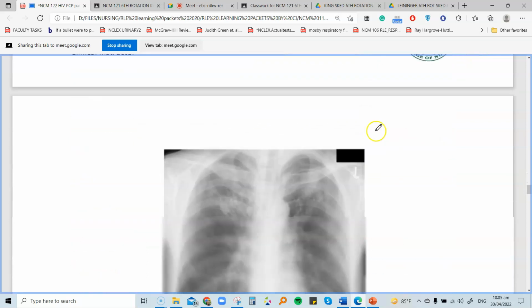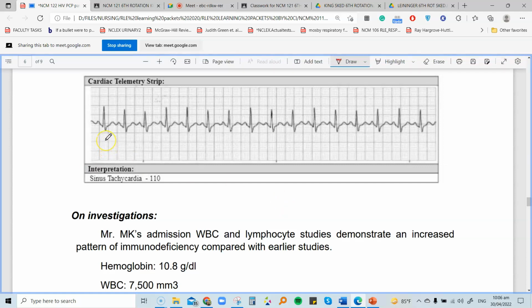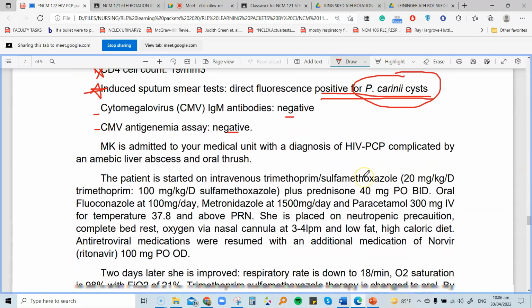Okay, so that's for your abdominal CT scan. You also have here your telemetry strip, that's your ECG, yung lead two ECG, which interprets sinus tachycardia, 110. Okay, so that is for your ECG.